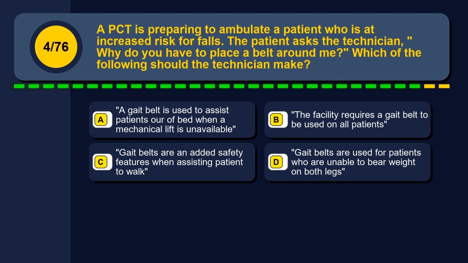Question 4. A PCT is preparing to ambulate a patient who is at increased risk for falls. The patient asks the technician, "Why do you have to place a belt around me?" Which of the following should the technician make? Option A. A gait belt is used to assist patients out of bed when a mechanical lift is unavailable. Option B. The facility requires a gait belt to be used on all patients. Option C. Gait belts are an added safety feature when assisting patients to walk. Option D. Gait belts are used for patients who are unable to bear weight on both legs.